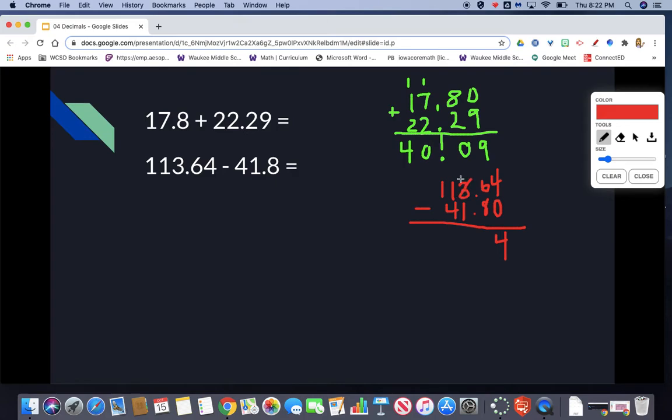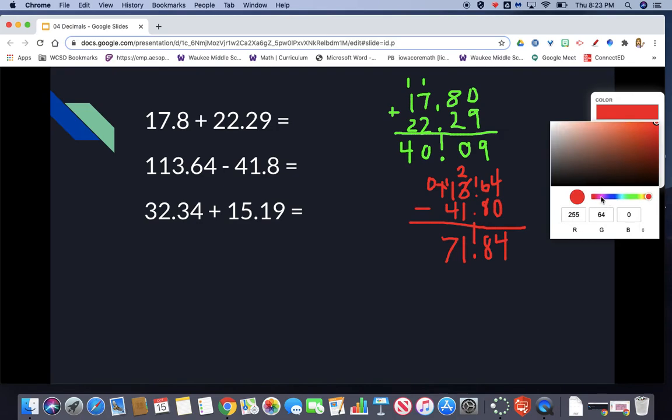We're going to borrow from our 3, make it a 2. Add a group of 10 to our 6, so it becomes a 16. 16 minus 8 is 8. Drop that decimal into your answer. 2 minus 1 is 1. 1 minus 4, I need to borrow from my 1, make it a 0. That becomes 11 minus 4 because you're adding a group of 10 to a 1. It's now 11, and 11 minus 4 is 7. 71 and 84 hundredths.